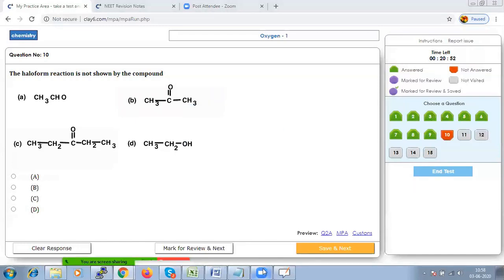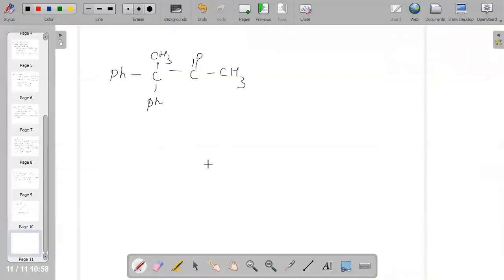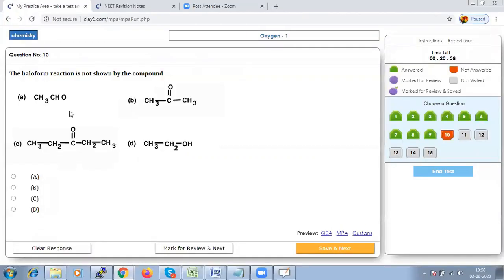the structure CH3, single bond C, double bond O. Hence from the given options, A is not possible because it does not have C double bond O. A, B and D will actually give you the haloform reaction, and the one which cannot show it is option C.